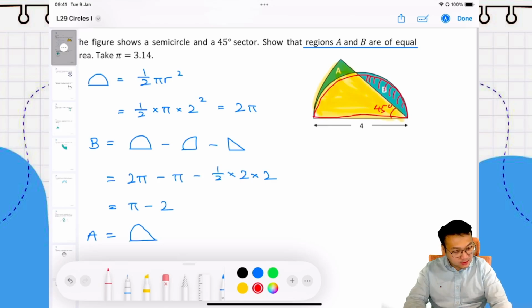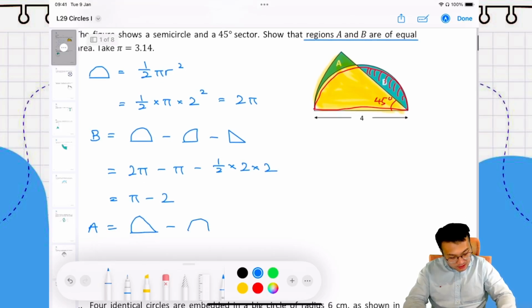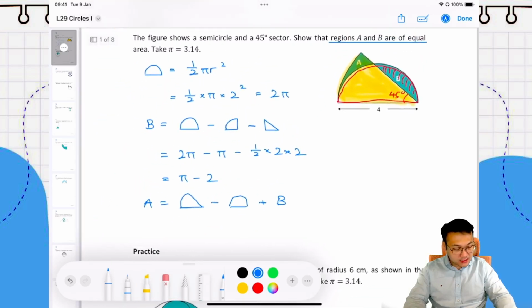You add this back, because you're not supposed to minus part B anyway. So you add it back. Okay, so we're going to minus the semicircle, but you add part B back. Then you'll get the area of the shaded part A. Okay, so this is a little bit of visualization. You need to use a little bit of visualization in order to understand this.